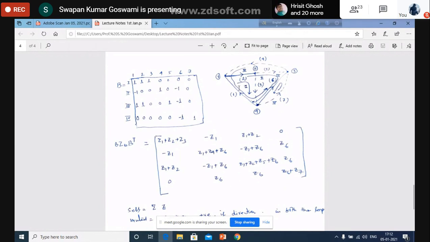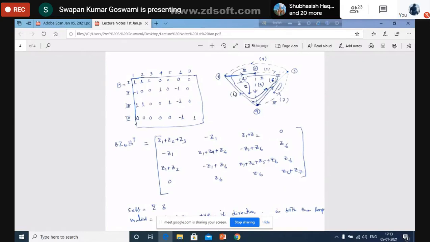That means the self-impedance of the loop impedance matrix will be the summation of all the branch impedances participating in the loop, and the mutual impedance will be the common impedance between the two loops. The mutual impedance will be positive if the direction of current of both the loops is the same. That means if both loops have the same direction of current flow through the element, then it will be positive impedance.